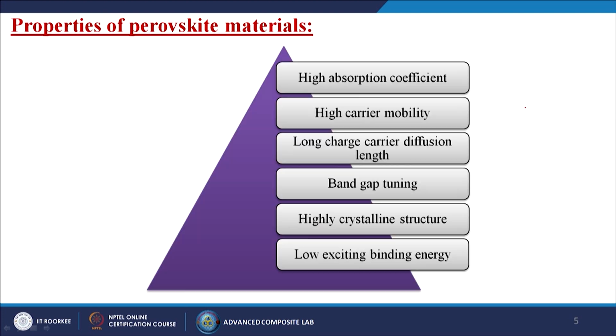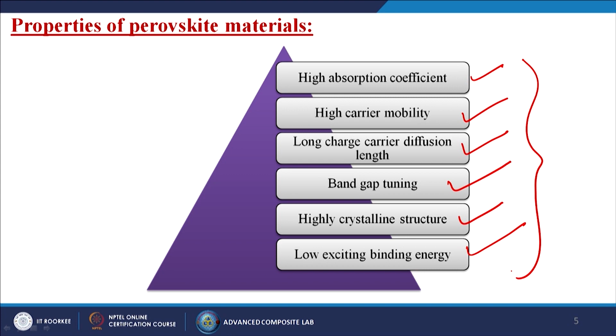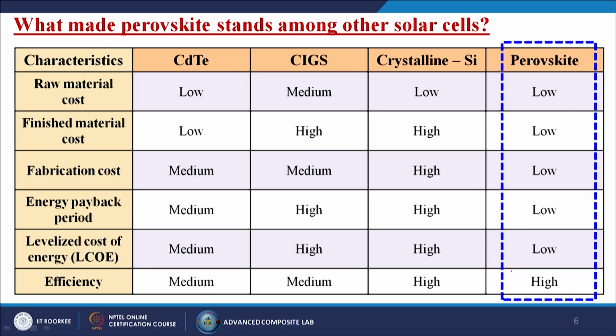It will take the number 1 position. If we talk about the properties of perovskite materials, they have high absorption coefficient, high carrier mobility, long charge carrier diffusion length, band gap tuning, highly crystalline structure, and low exciton binding energy. All these properties are very useful for making any kind of solar cell. What made perovskite stand out among other solar cells? As I told already, why are we choosing perovskite materials? Because there are lots of materials available on the market, and people have done so much research on other materials.